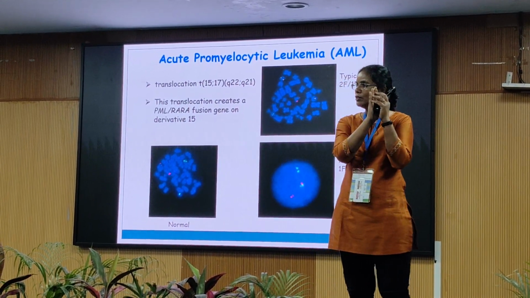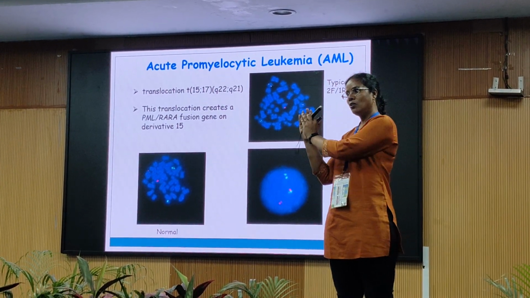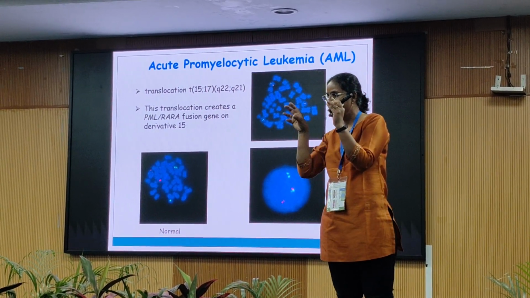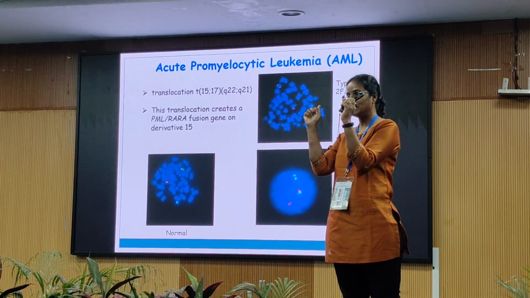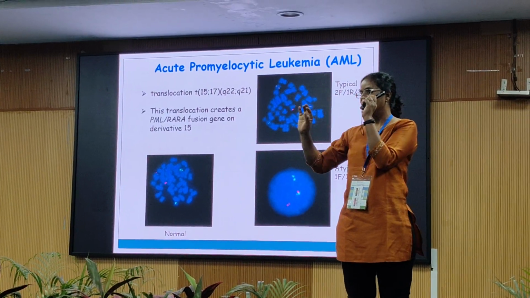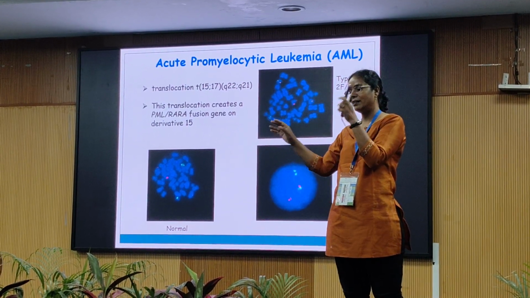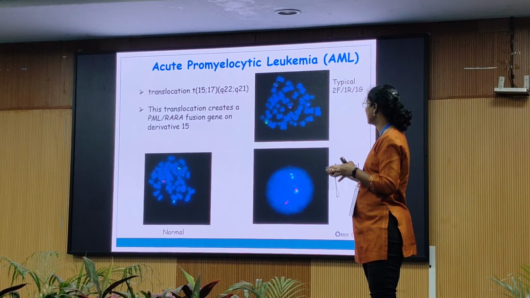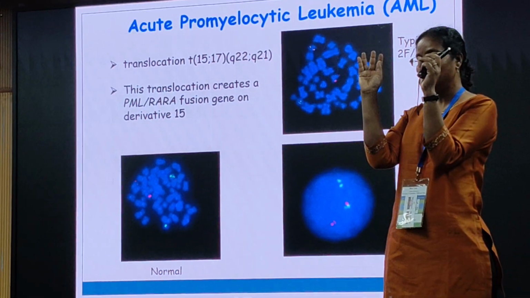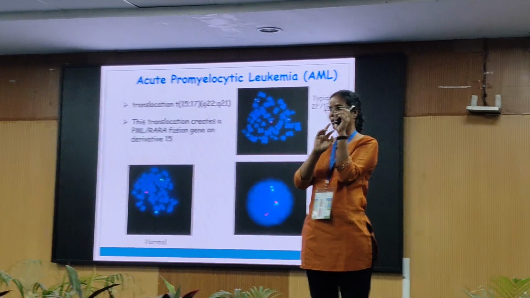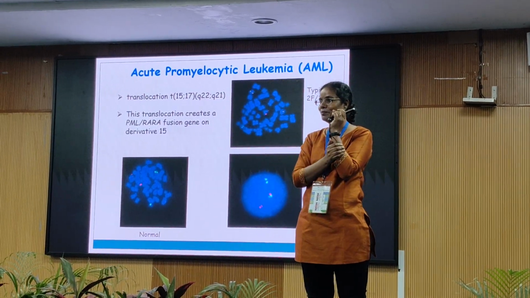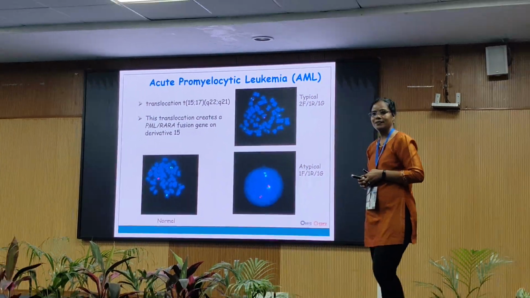So there is a normal chromosome 15 and a normal chromosome 17, and 17 and 15. Both of them are coming together. What will happen? Normal chromosome 15 will have green, normal chromosome 17 will have one red signal. So that is what I am showing here: one green and one red. Then both the translocated chromosomes will have double color. Did you understand?